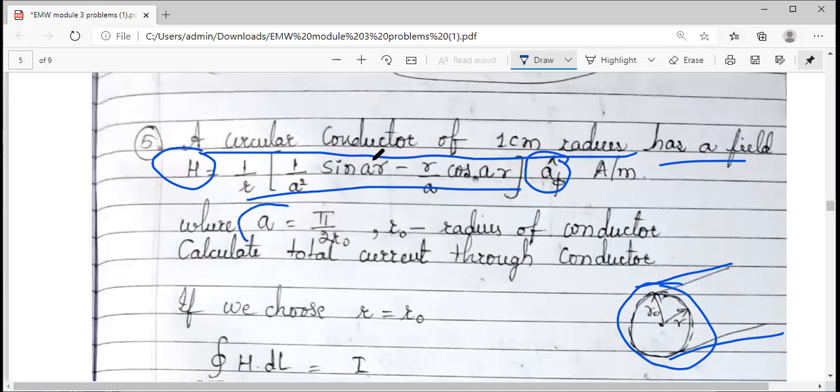So what is A? Here A is mentioned in terms of sine and cos, you have A value, and R naught is the radius of the conductor. So you can see I have mentioned here R naught, which is the radius of the conductor. We need to calculate the total current.